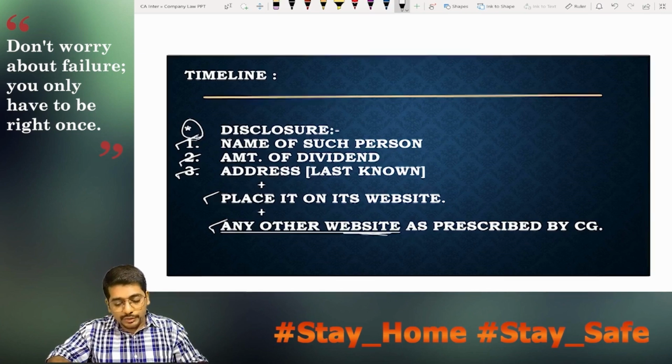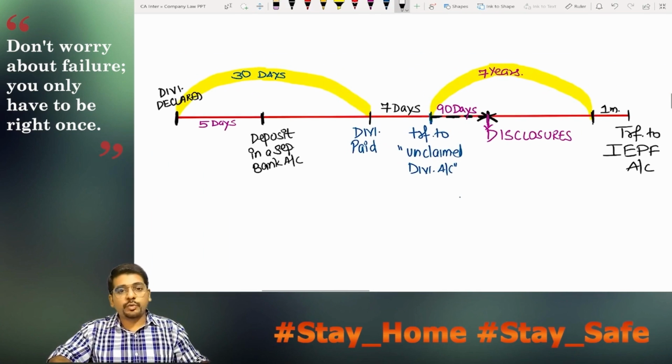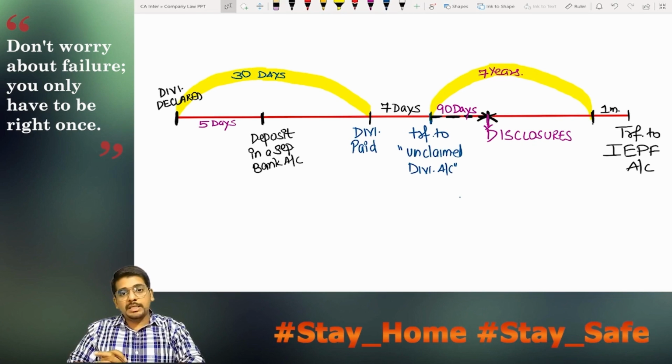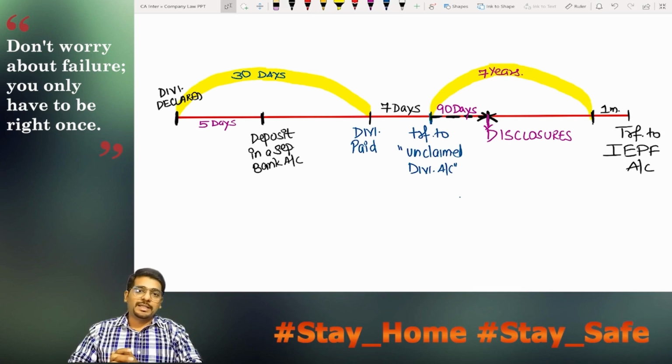Understood? Now, one query should come to your mind. I don't know whether you got this query or not, but it should come to your mind, and that is, sir, I could not collect the amount of my dividend. So my amount of dividend was transferred to the unclaimed dividend account. In that account, the money was lying over there for a period of 7 years or more. But sir, I could not claim it even in that 7 years period, and I woke up only after that.